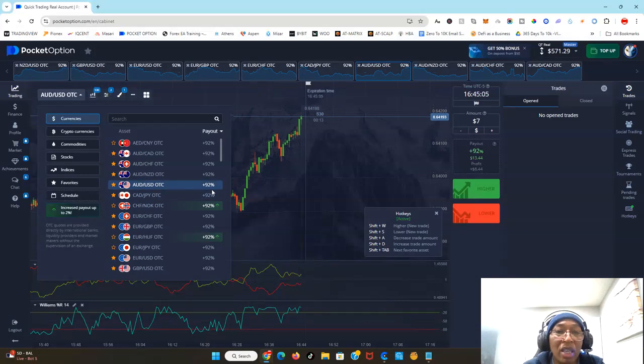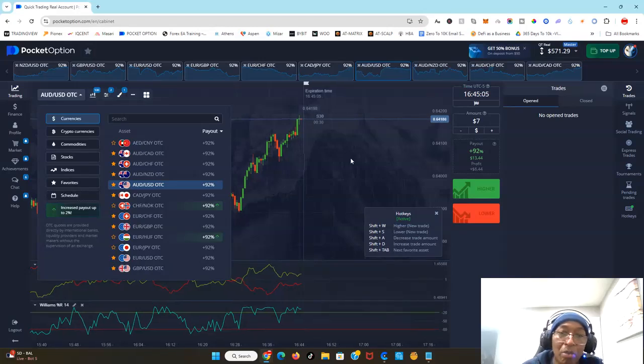And you can see here it's a 92% payout. That means for every single dollar you put in, you are risking to gain 92%. So you put $1, you get $1.92. So whatever you're putting in, if you win, you get the trade right, you're going to make a 92% gain.